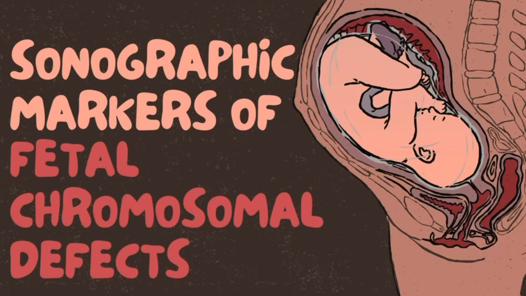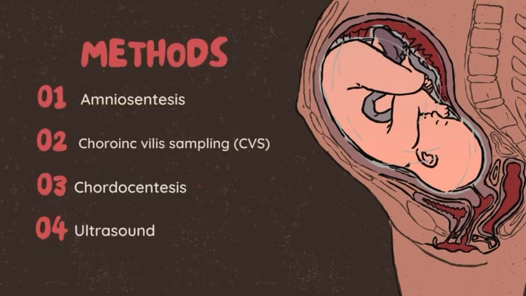Today we will be talking about sonographic markers of fetal chromosomal defects. In this presentation, we will discuss the sonographic markers used to detect chromosomal abnormalities. There are four methods that we will be discussing here. Several diagnostic and screening methods are available.